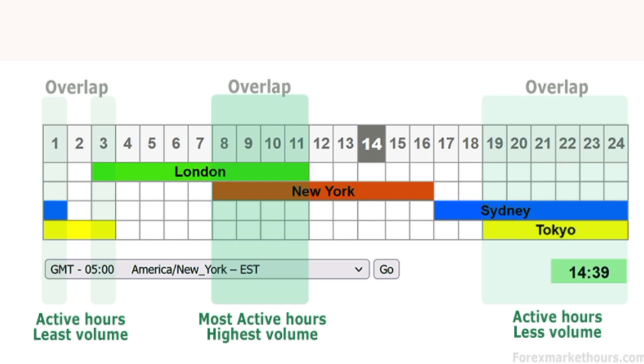So that is where you want to pay attention. That is not to say you cannot make money in active hours and less volume. You can make money. It depends on the strategy you are deploying. And we also have another aspect, which is the Sydney market overlapping with Tokyo. That is active hours, less volume. You can also make money then.